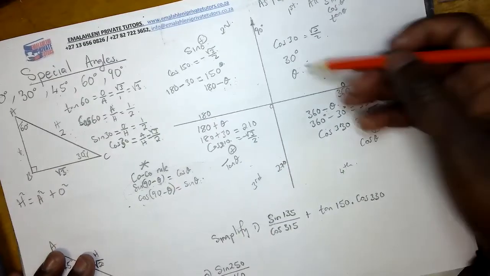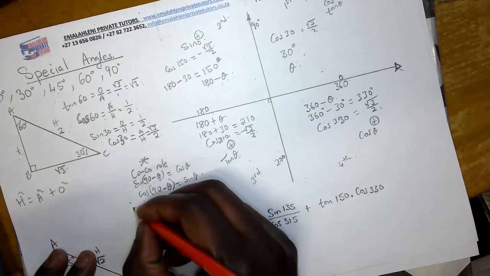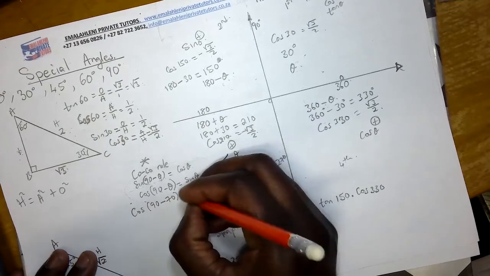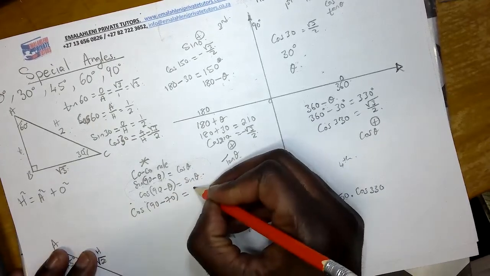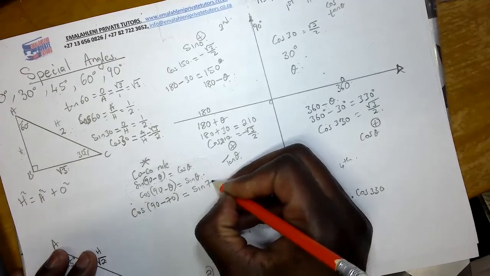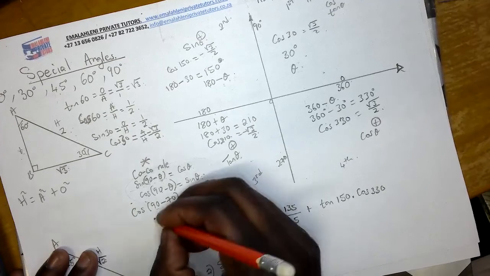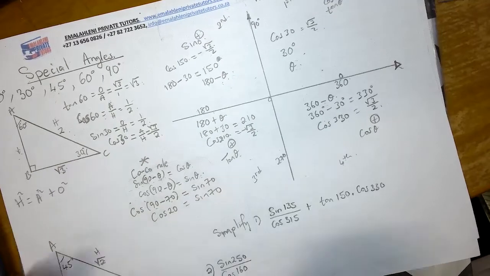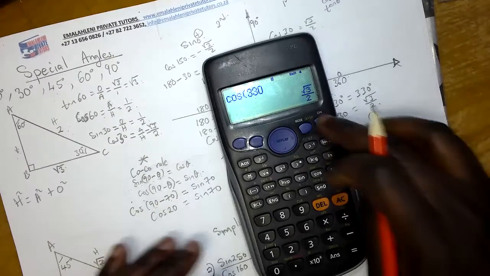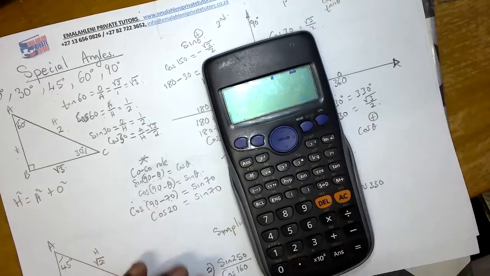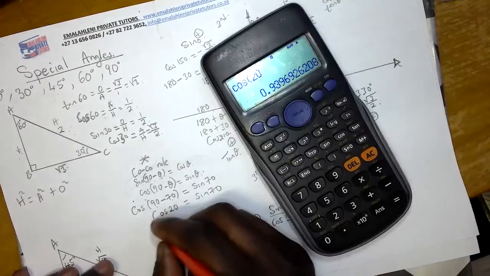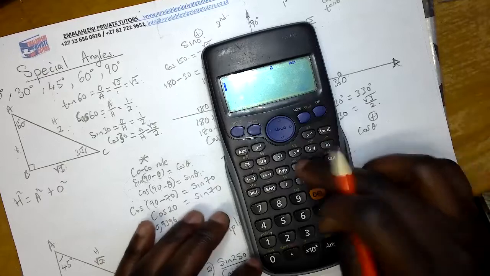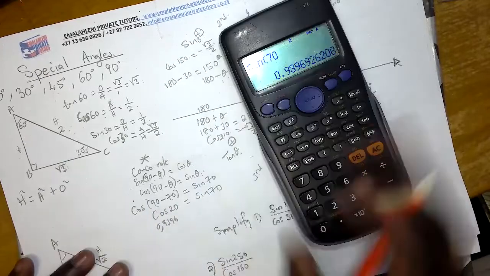But now, let's understand what it means. It means that if we say cos of 90 minus 70, this is equal to sine 70. 90 minus 70 is cos 20. So what it means is that cos 20 is equal to sine 70. Now, if we punch cos 20, what do we get? 0.9396. What about sine 70? Sine 70, what do we get? We still get the same answer. Can you see that?